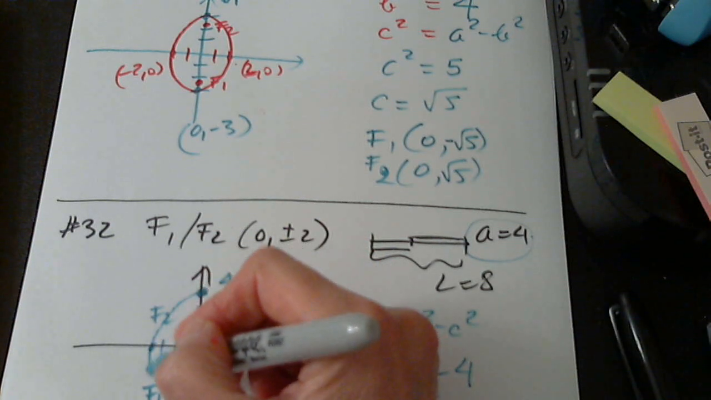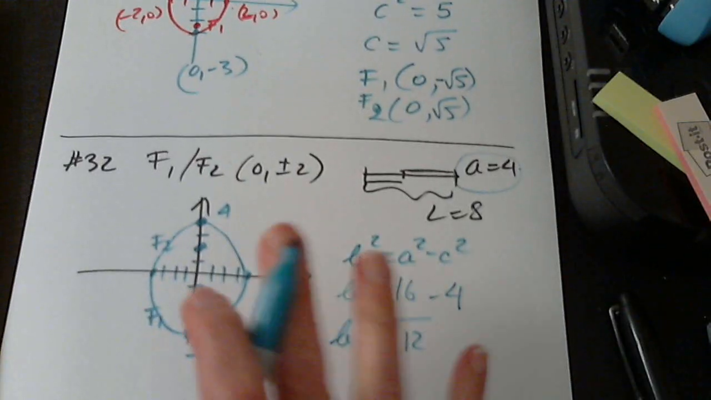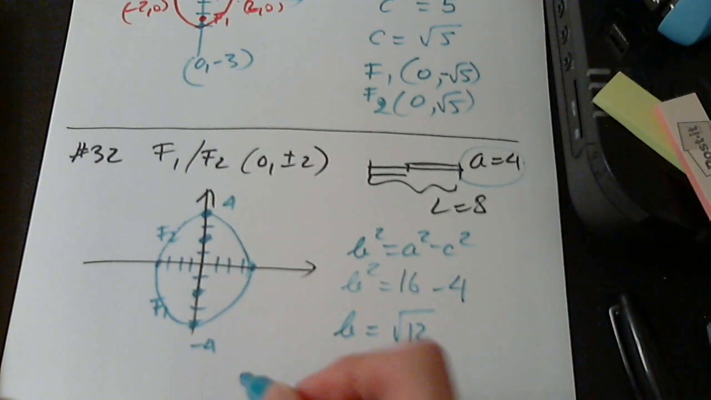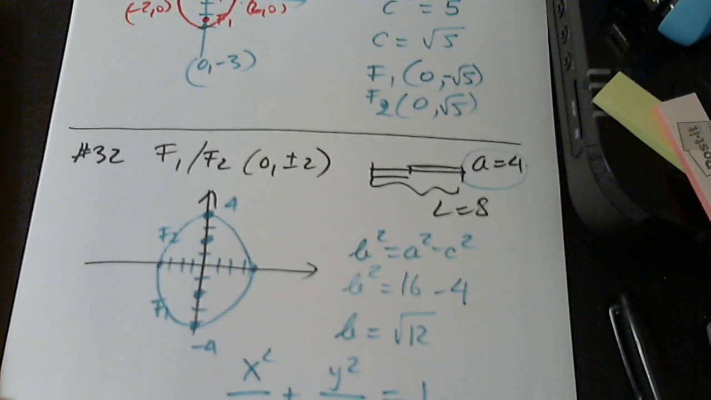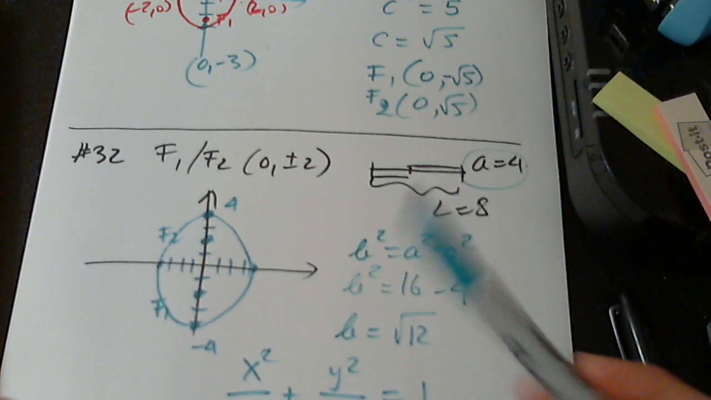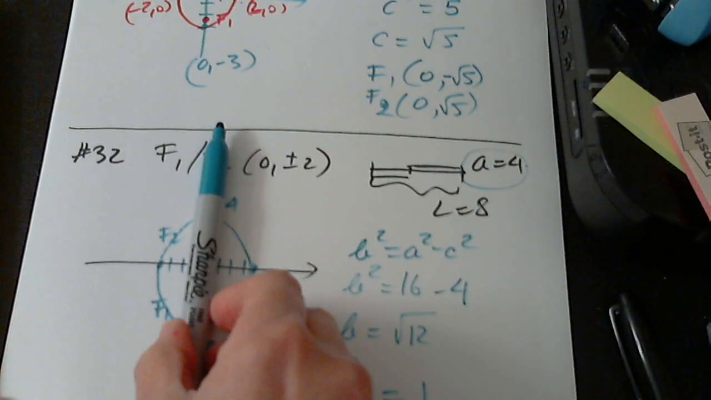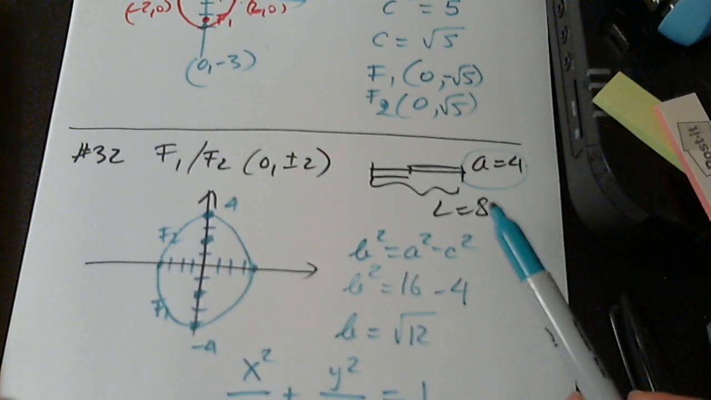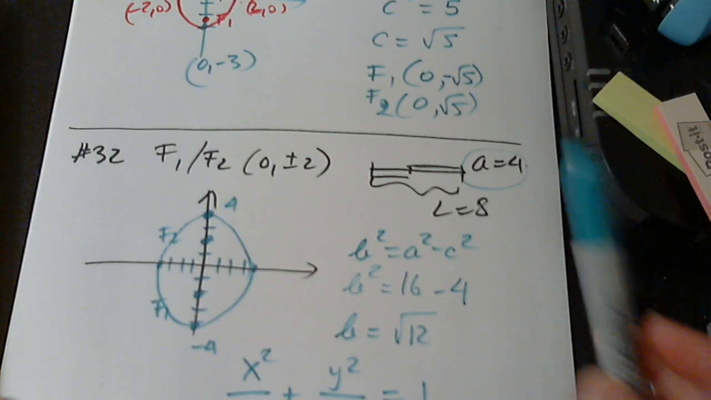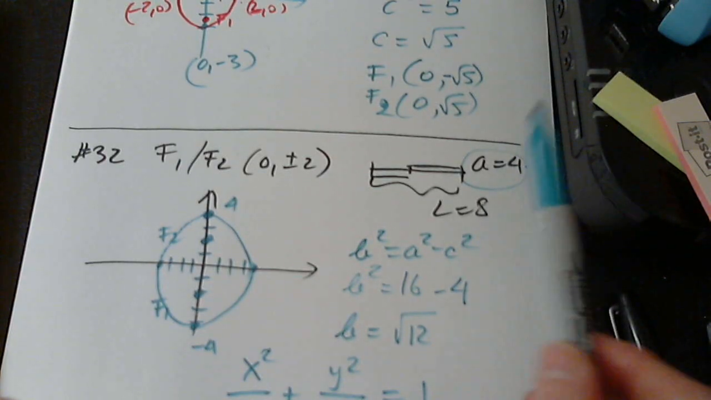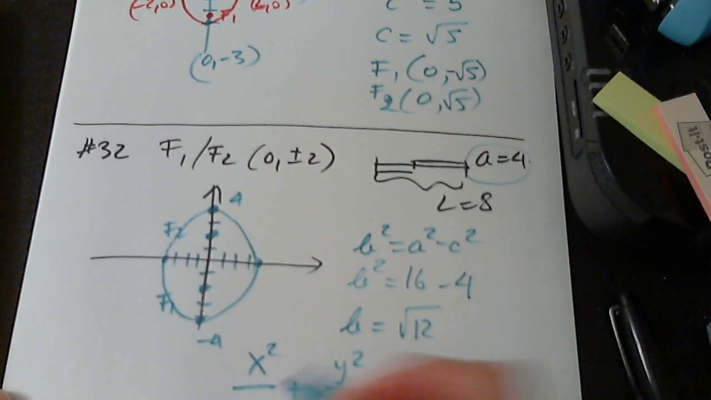And here is the ellipse. They may or may not want us to graph it, but we need to write the equation. So x squared over something plus y squared over something must equal 1. Since the major axis is vertical, under y squared I have to have the larger number of the two. A is 4, so I square that, and that's 16. And then B squared is 12.